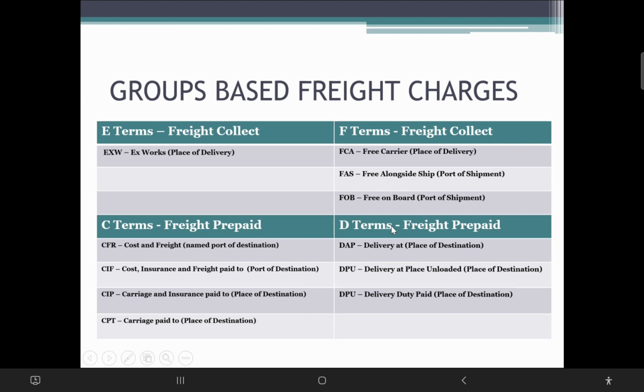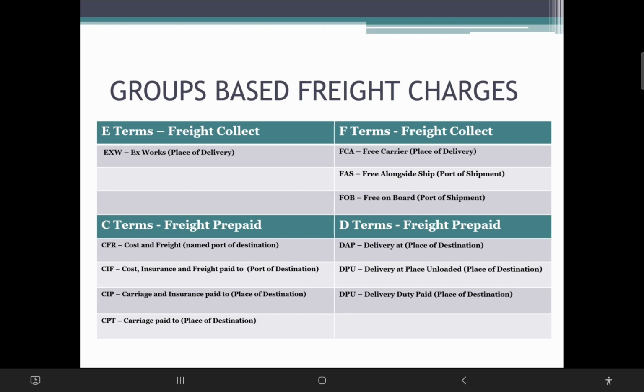So whenever we are looking at a document, if the Incoterm is either Ex Works or any of these, FCA, FAS, FOB, you would see the freight is collect. Freight is to be paid. Okay. Freight collect in the sense that it has to be collected from the buyer or importer, meaning the seller and exporter are not paying it. So that is why it says freight collect for both E and F terms. And C and D terms, it is always freight prepaid.